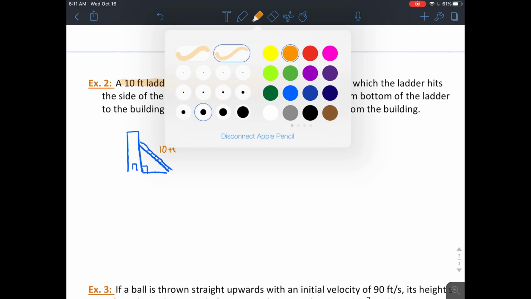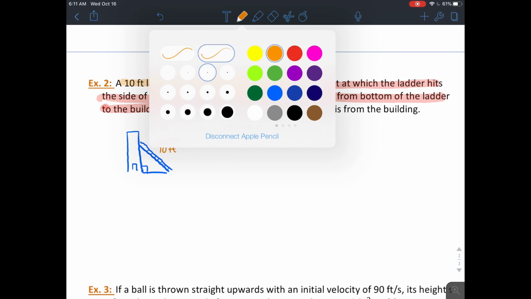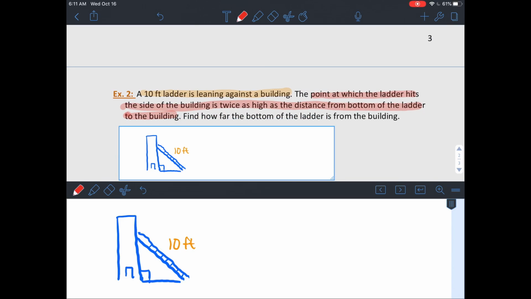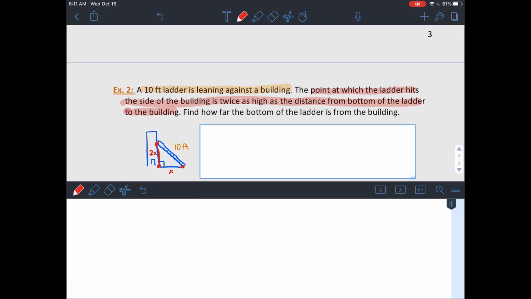Other things we know: the point at which the ladder is hitting the side of the building is twice as high as the distance from the bottom of the ladder to the building. So if you look at the point where the ladder hits the building, that'd be up there. From there to the ground is twice as high as how far it is from the bottom of the ladder to the building. So we could label those x and 2x. Anytime we're talking right triangle, guess what? Pythagorean theorem. So we're going to set this one up.